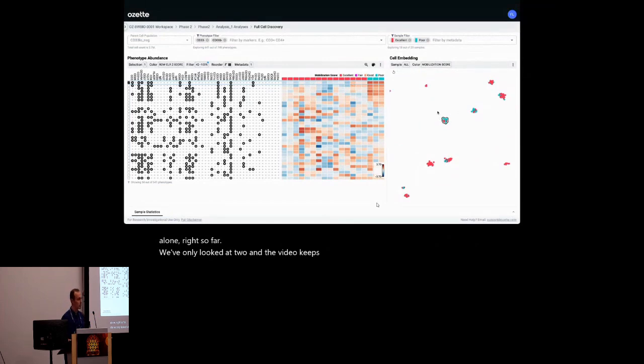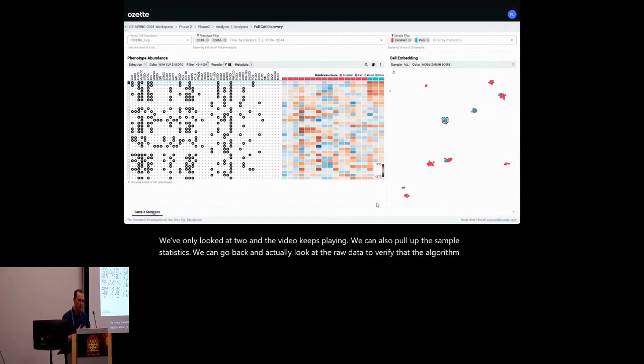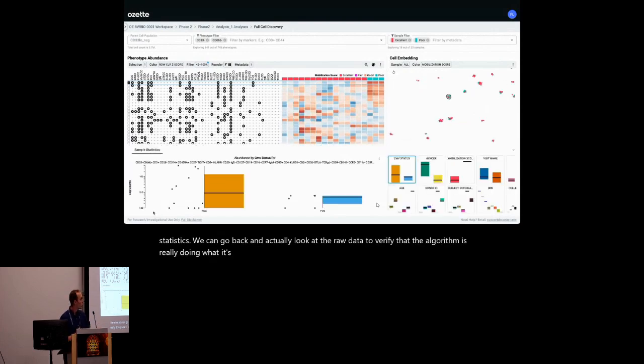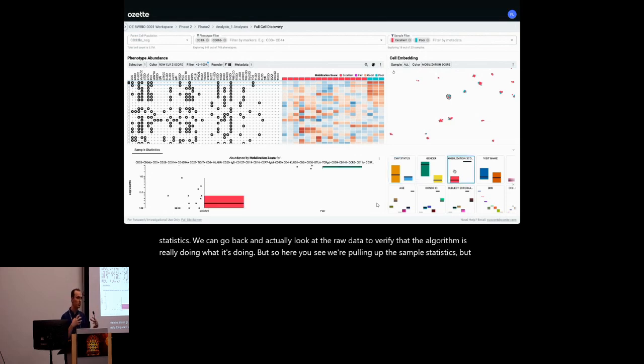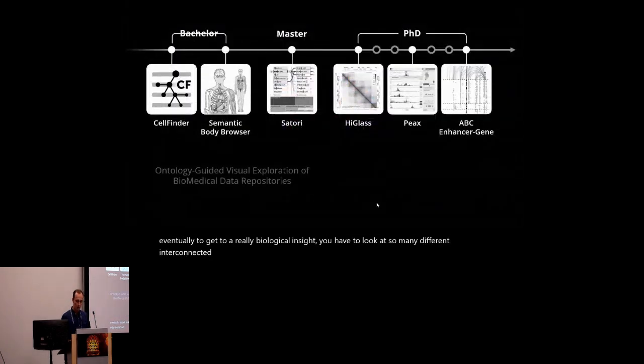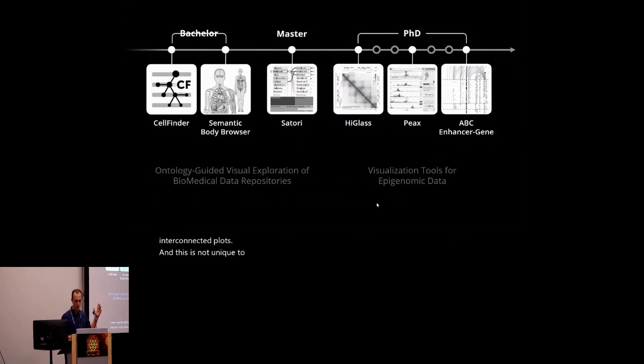We can also pull up the sample statistics. We can go back and actually look at the raw data to verify that the algorithm is really doing what it's doing. But so here you see we're pulling up the sample statistics. But eventually, to get to a really biological insight, you have to look at so many different interconnected plots. And this is not unique to OZ by any means.